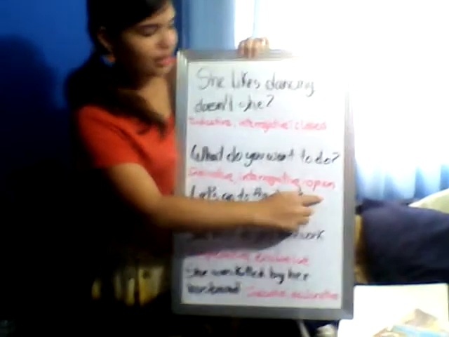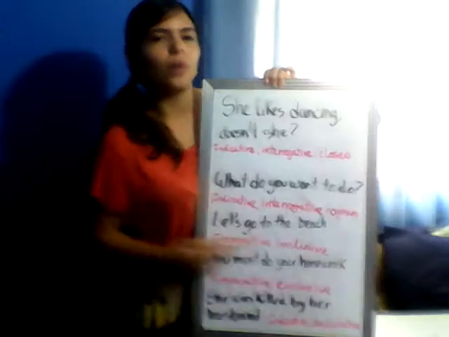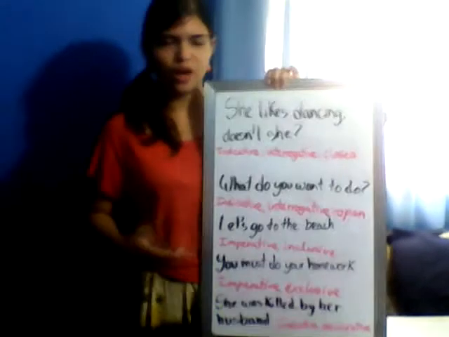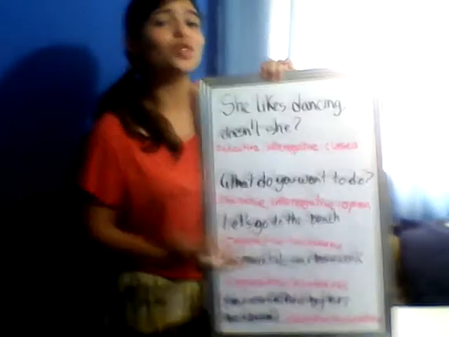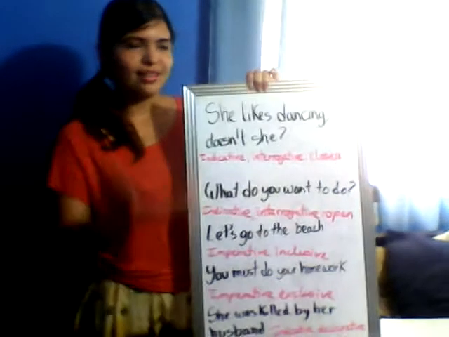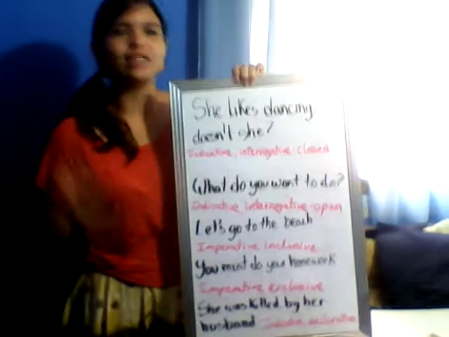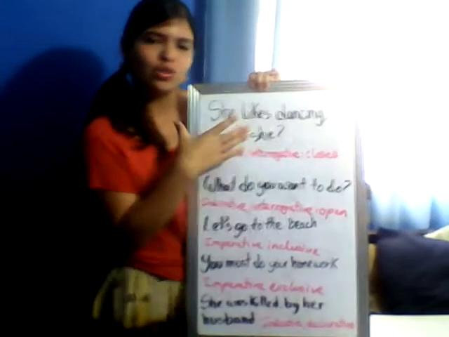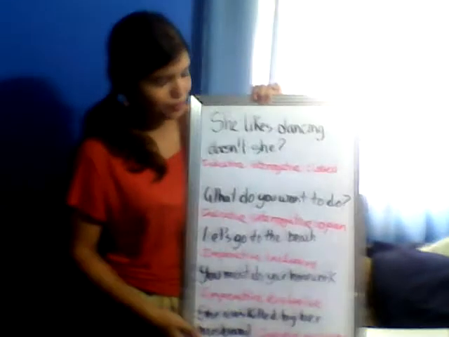Now we have the other example. What do you want to do? This is indicative also, but in this case it's also interrogative. The only difference is that this question is open. That means that you have to answer with more than yes or no. You have to answer what you want to. You can say I want to dance, I want to eat, I want to go to the movies, many things. That's why it's open. And the previous one is closed because you can just answer yes or no.